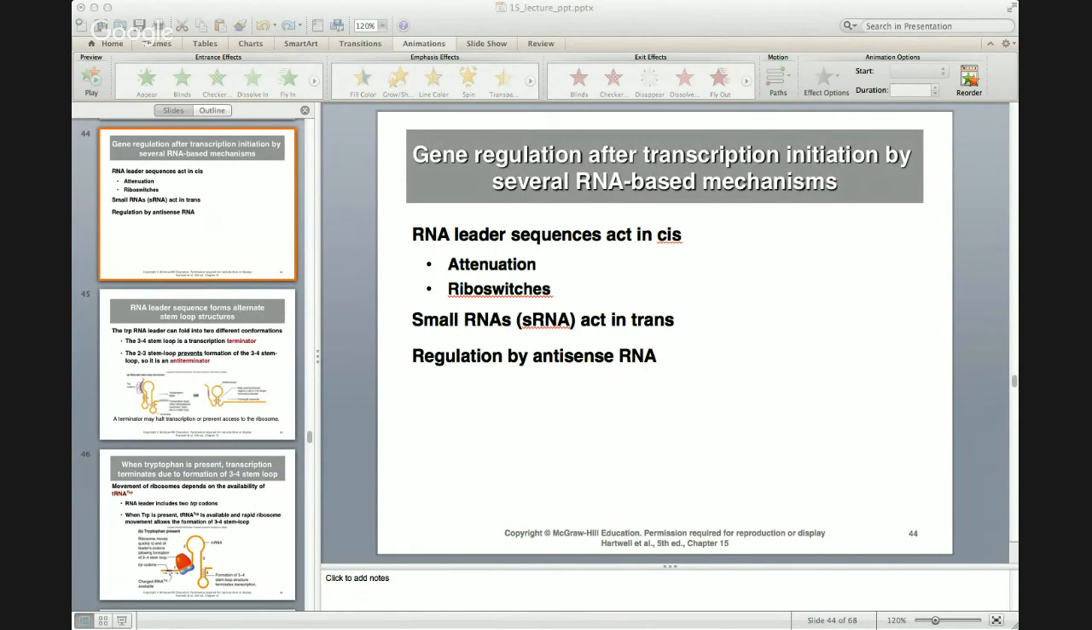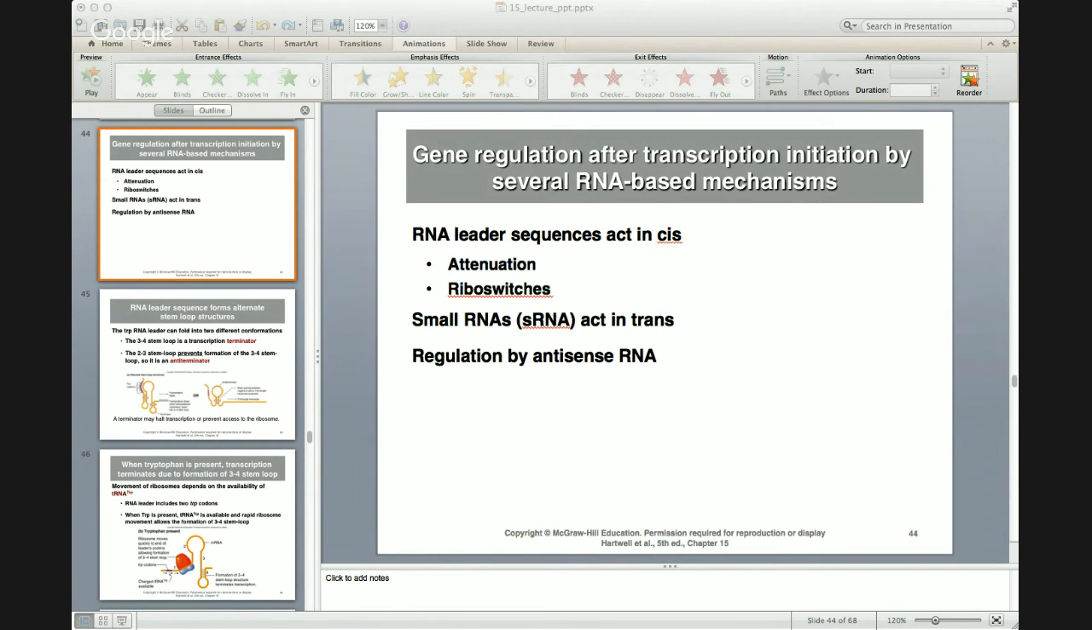So let's look at the riboswitch here. Here's our aptamer of the riboswitch, and then we have our expression platform. Depending on the conformation of the expression platform, it will determine whether or not transcription of the downstream genes will continue. Sounding very similar to the leader sequence? Well, it is a leader sequence, but this is a different type of conformation being formed.